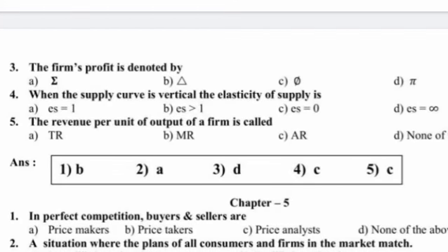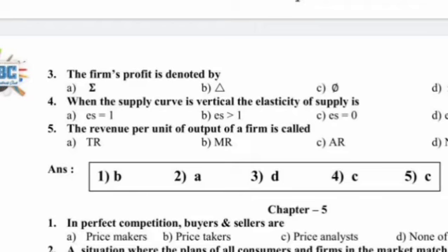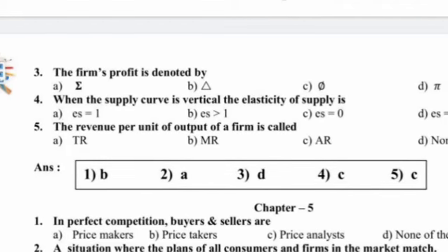When the supply curve is vertical, the elasticity of supply is option A, ES is equal to 1; option B, ES is greater than 1; option C, ES is equal to 0; option D, ES is equal to infinity. The correct option is C, ES is equal to 0.